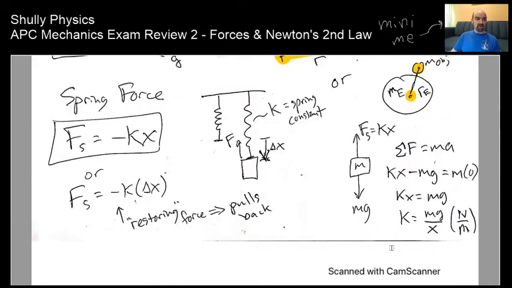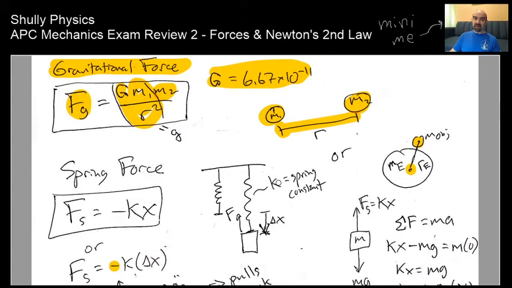Moving on to spring forces. Hooke's law: F equals negative kx. So the negative indicates that this is a restoring force. It is a conservative force. When we get to a discussion on energy and work, there are conservative and non-conservative forces.